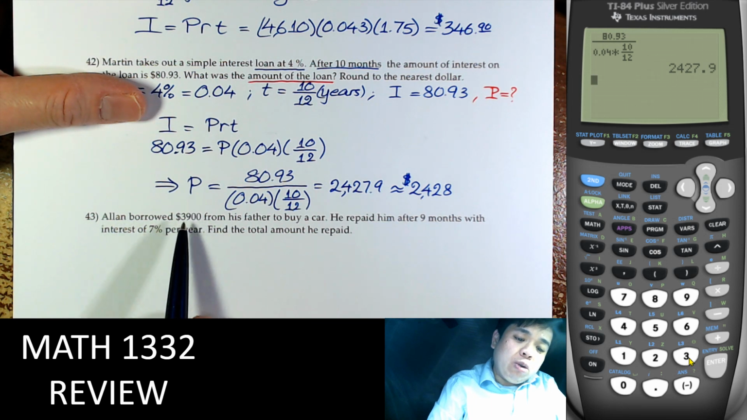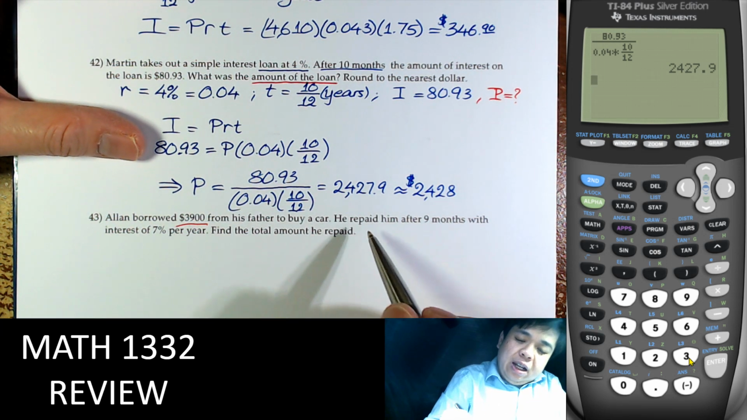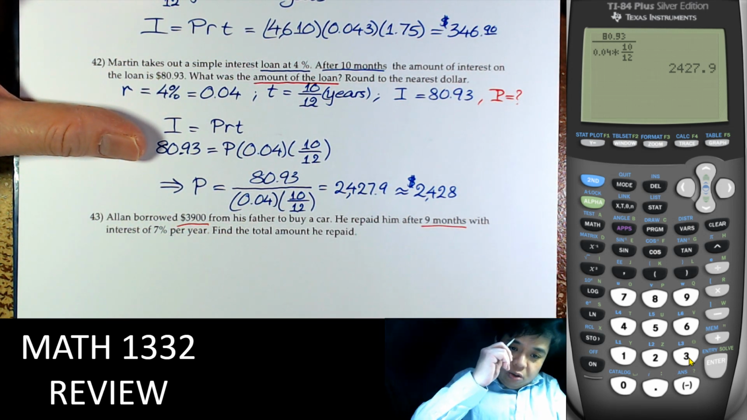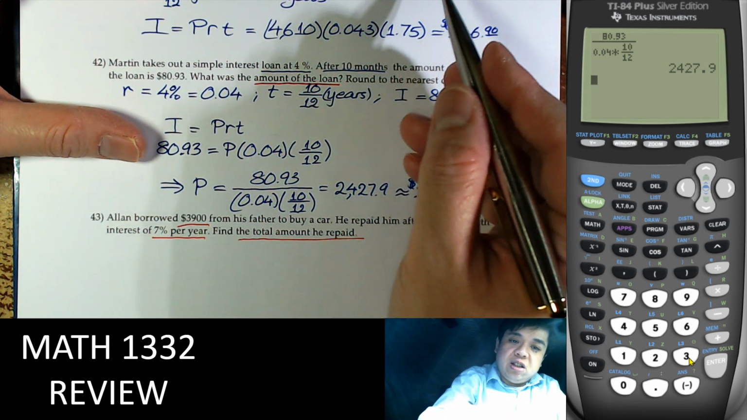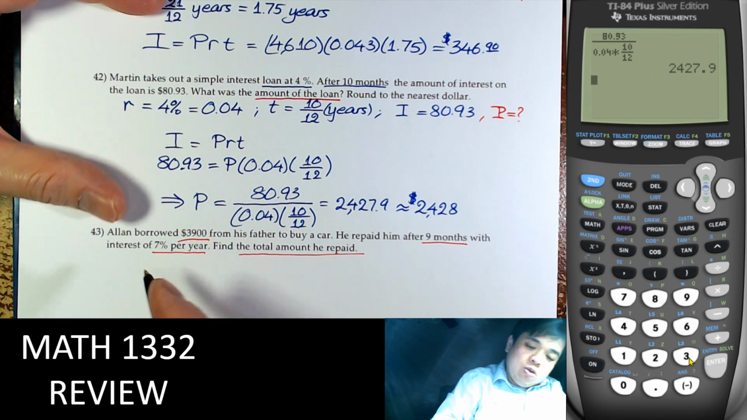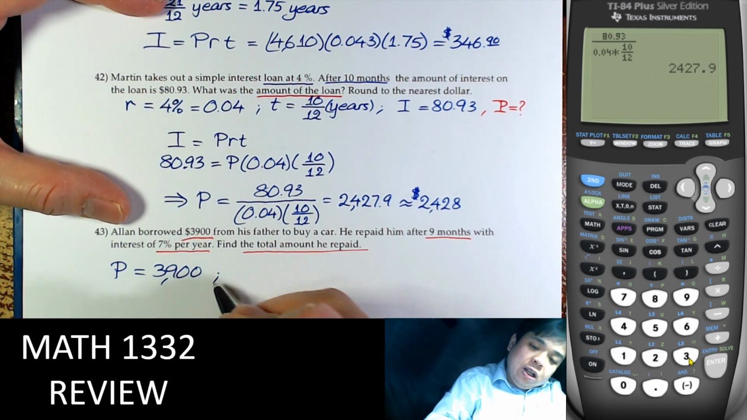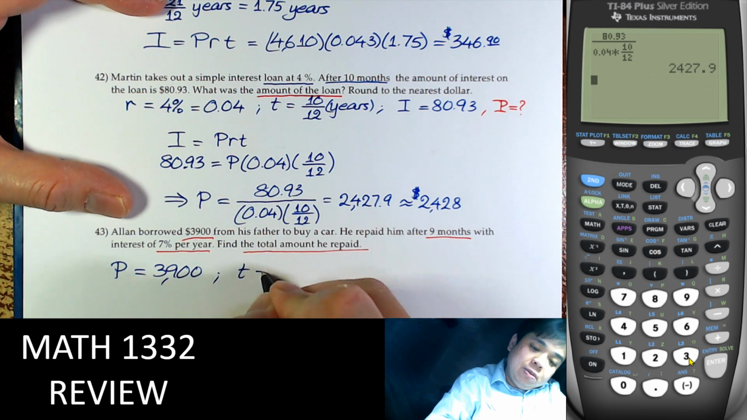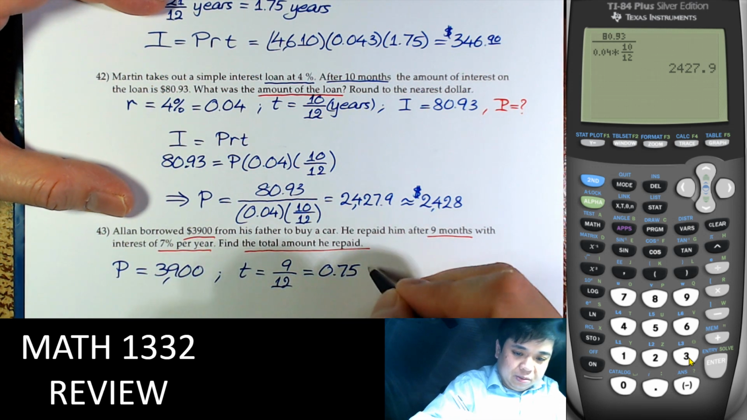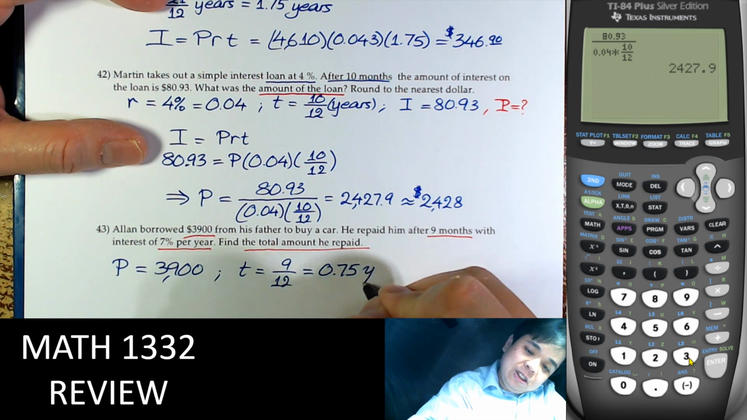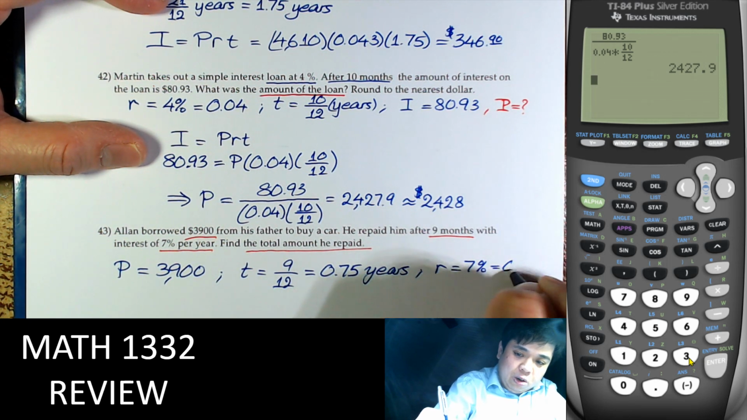Next, Alan borrowed that, so we know that is the principal, and he paid after 9 months, so we know the time, and we know the rate. Find the total amount he will repay, so that is the future value. So let's write out the principal of the loan, 3,900, and he'll repay after 9 months. That is 0.75, 3/4 of a year. Interest 7% or 0.07.